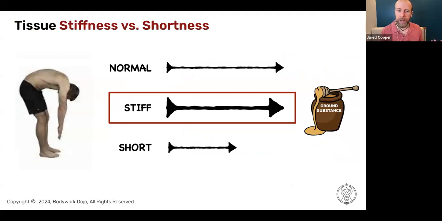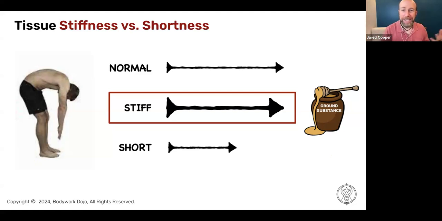It's a property of the ground substance. And when you want to make something less stiff, all you've got to do is stir the honey. In other words, any technique will really make somebody feel looser, because the feeling of being looser is just a property of the honey. It's not a property of the collagen. And so even when my 12-year-old gives me a shoulder massage, I feel better.